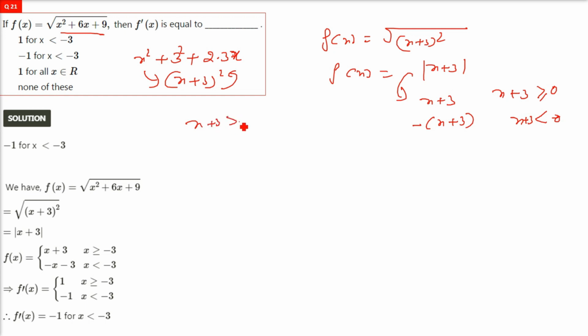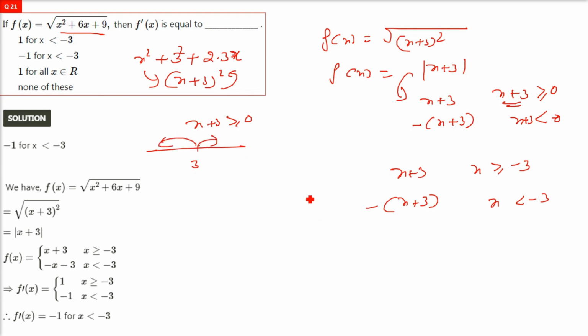X plus 3 is greater than or equal to 0 is x is greater than or equal to minus 3. This is a simple inequality, and minus (x plus 3) when x is less than minus 3. You have minus 3 here. On left and right, we now know what we have to do.